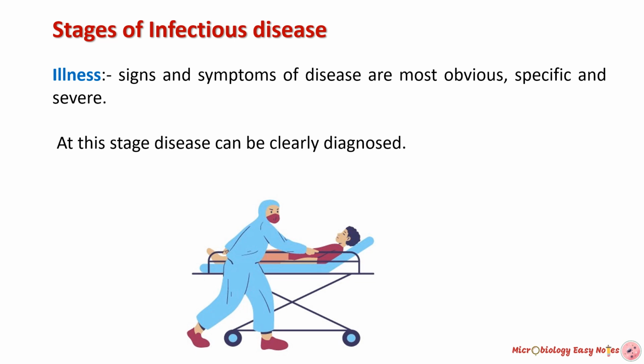The third stage of disease is illness. Following the prodromal period is the period of illness, during which the signs and symptoms of disease are most obvious, specific and severe. At this stage, disease can be clearly diagnosed.